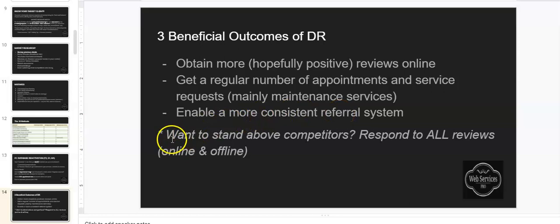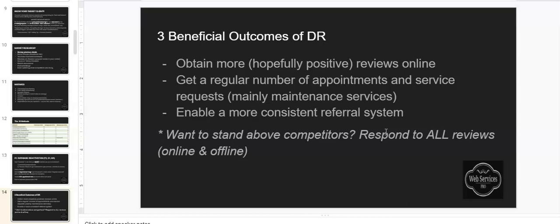So one thing I want to mention here in terms of reviews: if you want to stand above your competitors, you need to respond as much as possible to all reviews, online and offline, especially both positive and negative reviews. Because when other potential clients are searching for different businesses to work with, if they see that you're responding to people's comments and reviews, that's just going to put you in a much better light and a much more unique frame compared to others. And many contractors don't really have a system to do that.